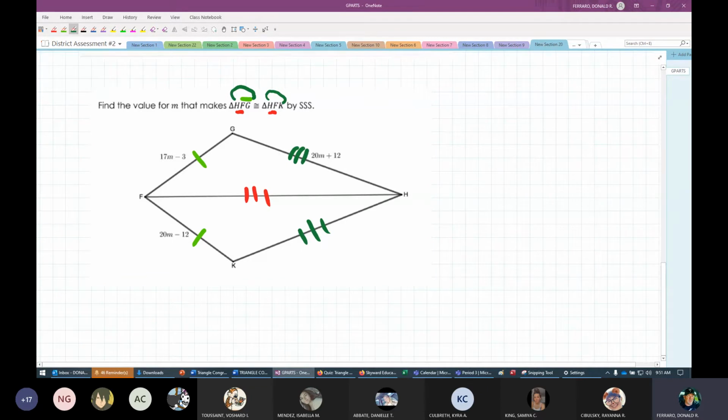So what I want you guys to do, I'm going to give you 3 minutes here. Go ahead and put in the chat what the value of M is. They gave us equations for those lengths: 7M minus 3 and 20M minus 12. So we need to set those equal to each other. I'll give you 3 minutes. It's 9:52 right now, so we'll go to 9:55.